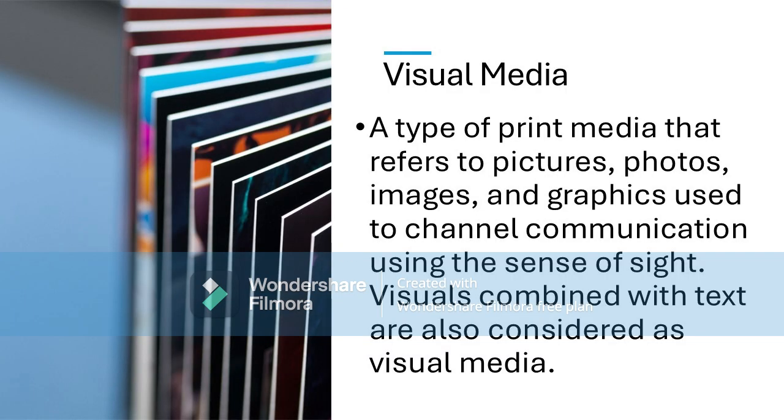Another example of print media is visual media. It is a type of print media that refers to pictures, photos, images, and graphics used to channel communication using the sense of sight. Visuals combined with text are also considered as visual media. Like text media, visual media are not limited to print media.